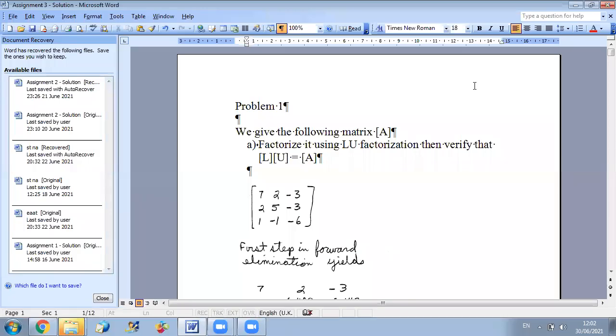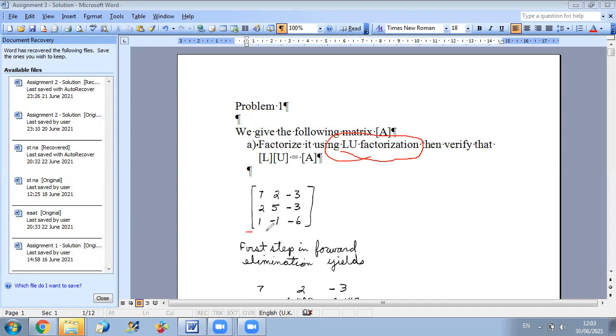So we will correct today assignment 3. In the first problem, we are given the following matrix A. Factorize it using LU factorization, then verify that L times U is equal to A. First, whenever we tell you to use LU factorization, if pivoting should be done, you should do it, okay? So always you should verify if I need to do pivot of rows or not.